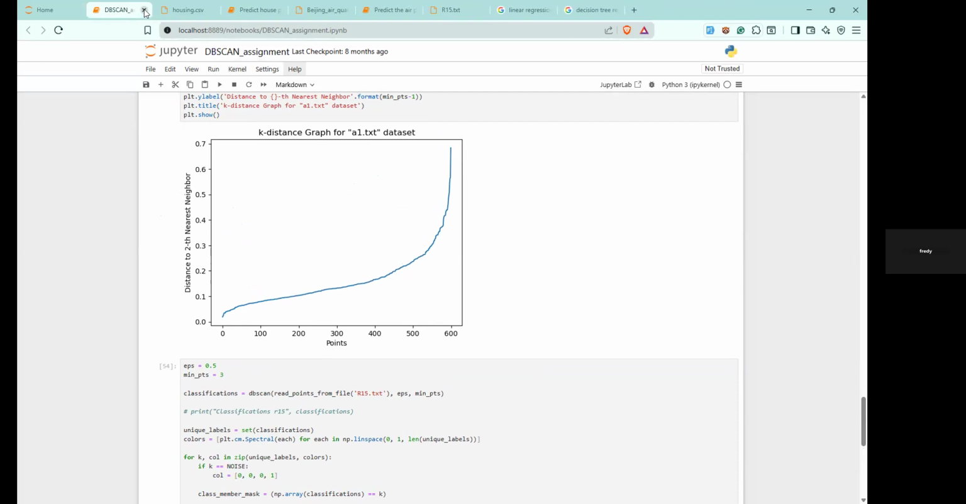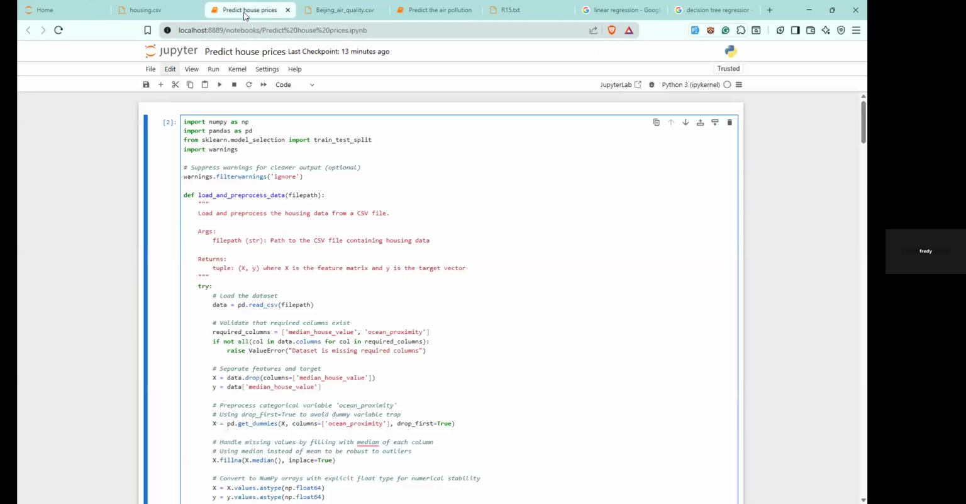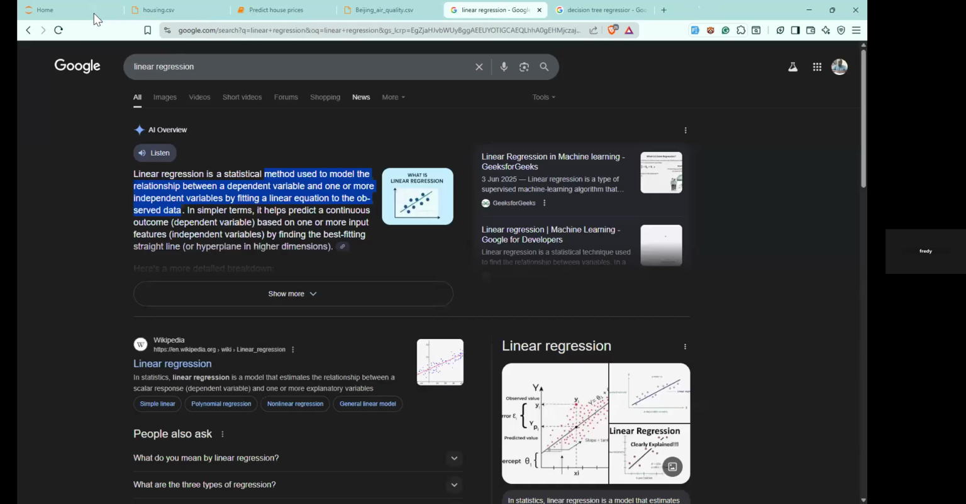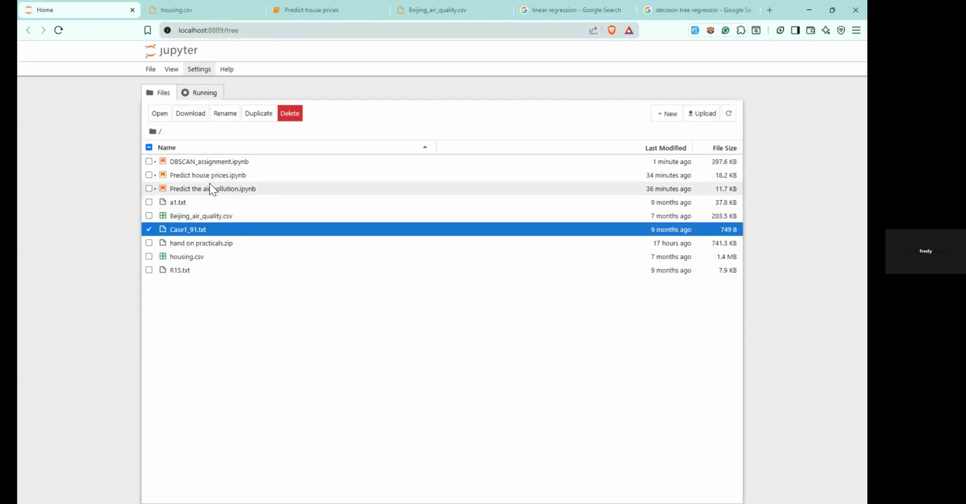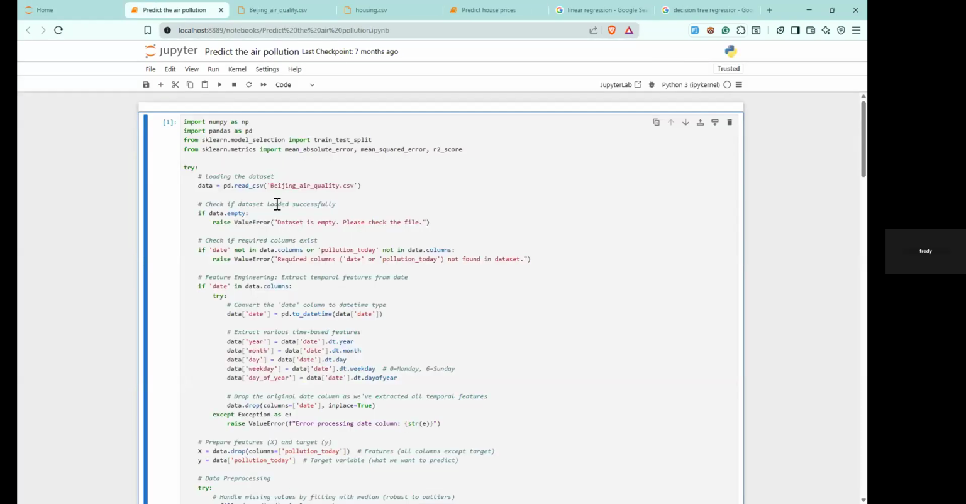So I'll close DBScan. Let's go with air pollution. So this is predict air pollution, and then we have the CSV.